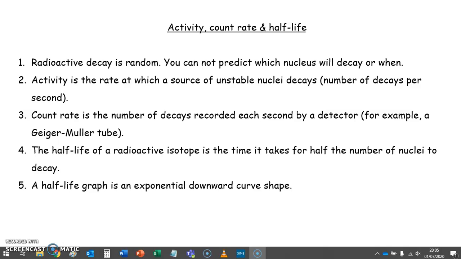So in your fact book, please have this page opened up from the physics section. By the end of the session, we will understand what radioactivity is all about and the idea you can't predict it. Its activity is the rate at which a source of unstable nuclei decays, and we'll understand a bit more about this. We'll compare activity to count rate, and we'll then be able to tell the half-life and how to work it out, and be able to either draw, sketch, or interpret half-life graphs.